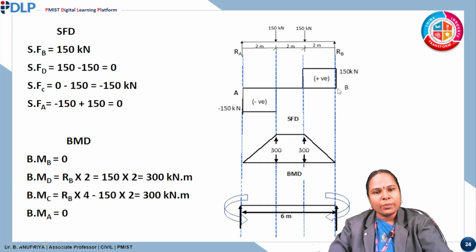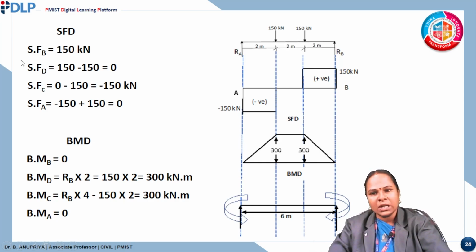The shear force at point B is equal to the RB value, which is 150, in an upward direction. So we can take this as the neutral axis. From this axis, upward direction I am taking as positive. So from this point, 150 kilonewton is acting. So the shear force at point B is equal to 150 kilonewton. Next, we want to calculate at this point, which I am taking as D.